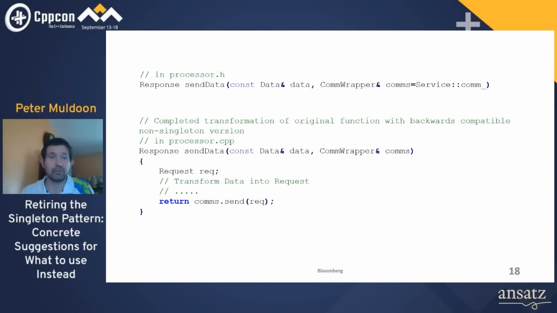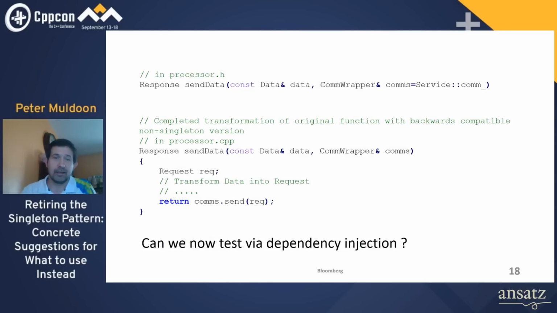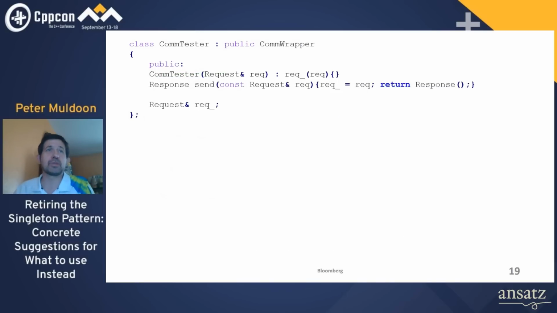Well, I hear you say, Pete, where do you get that from? Well, let's look. So I decide to, by hand, write my own tester class. And I'm going to inherit off the CommWrapper class. And all I'm going to do here, pretty simple, I'm going to have a constructor that takes an outside reference to a request. I'm going to hold that request inside the class. And then anything that calls the send method on this is going to just capture that request, copy it into whatever request was passed into me, and then I'll return a regular response.